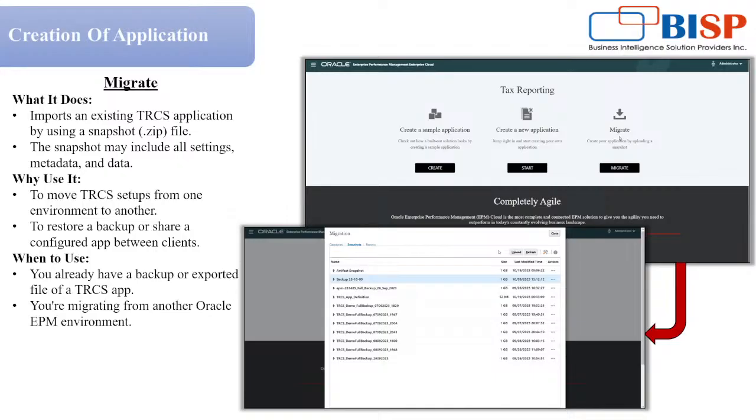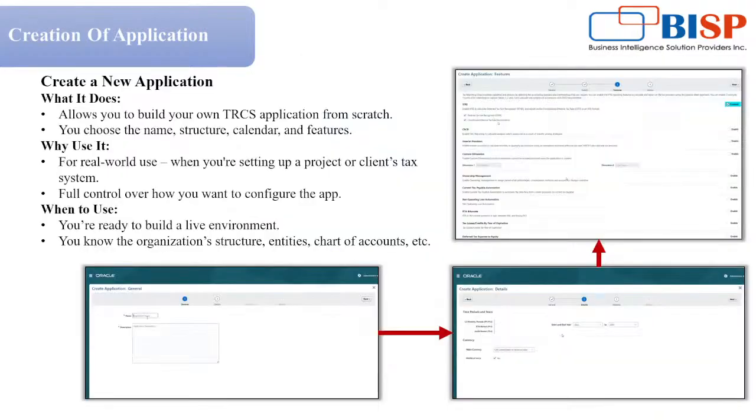In a simpler way, I can just tell you that sample equals learning, migrate equals reusing, and new equals when we are making a new project. When we create a new TRCS application, we can see that the system will ask us a few questions or choices. These choices are important because they decide what features your TRCS app will have from day one. Let me explain them in simple words.